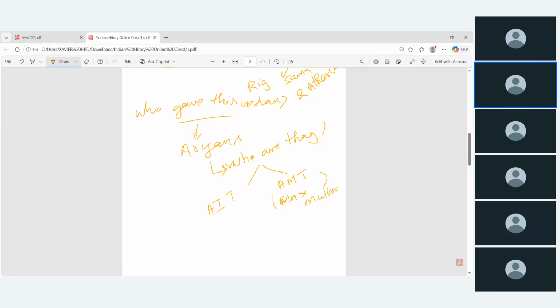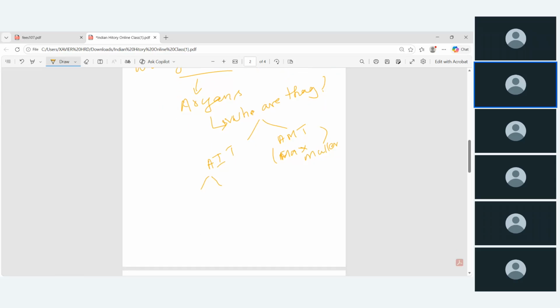Okay, then the Aryan invasion theory. It has more theories within it, like the Indo-European theory, the Indo-Arctic theory, and the Central Asia theory. So many theories are there, and we will study all of them in the offline classes. Who are they, and why are they called Aryans? How does the word Aryan come about? The word Aryan comes from the Sanskrit word Ar, which means the noble one.